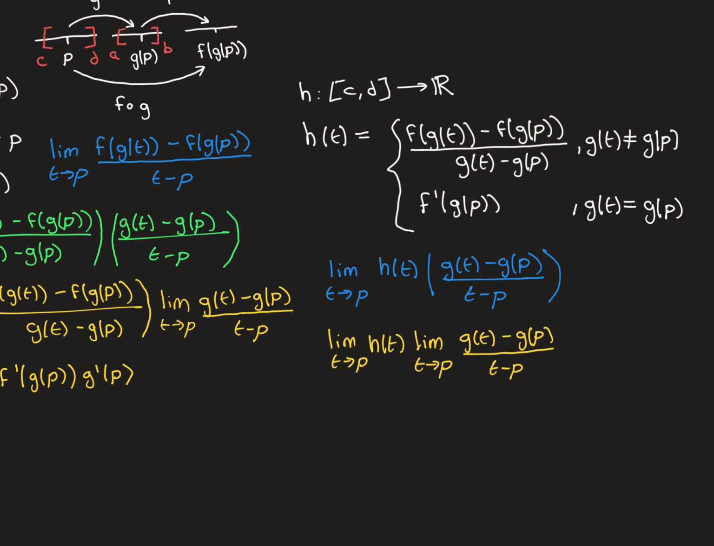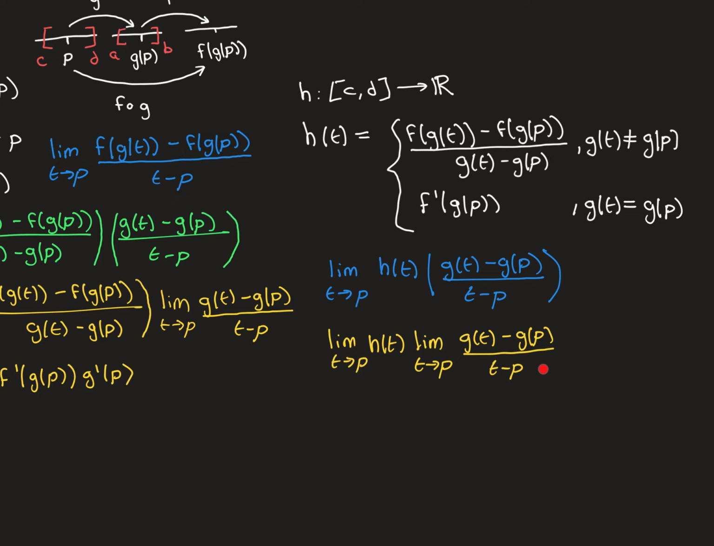If these two limits, the limit as t approaches p of h of t and the limit as t approaches p of g of t minus g of p over t minus p, both exist, then you'll be able to combine them together using the algebra of limits to yield this limit, and you'll be able to conclude that this limit exists. And I've just hopefully convinced you that this limit is the same as this limit, so we'll know that this limit overall exists.